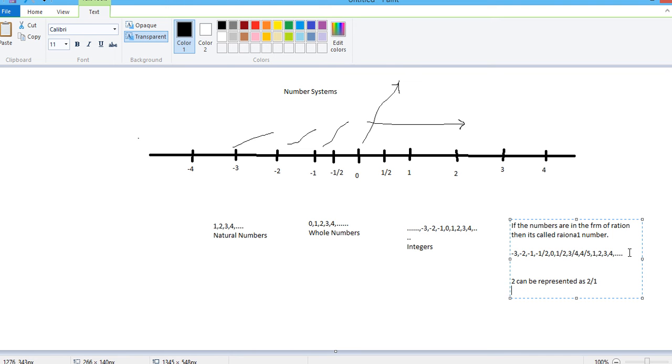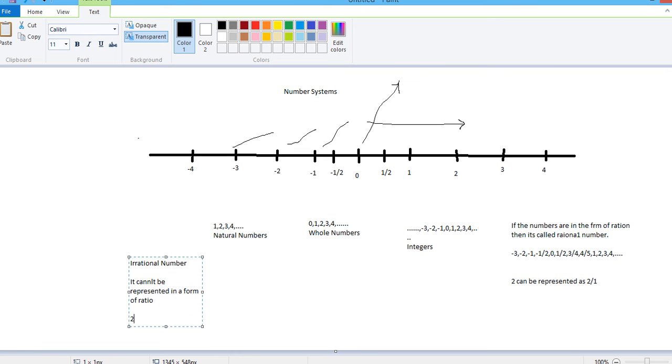Now, what are irrational numbers? Irrational numbers are just the opposite of rational numbers. A rational number can be represented in the form of a ratio, and an irrational number cannot be represented in the form of a ratio.